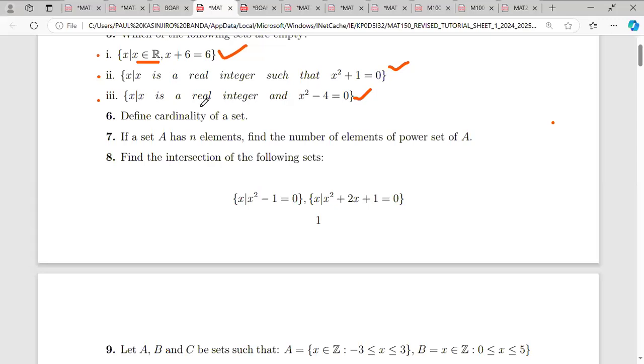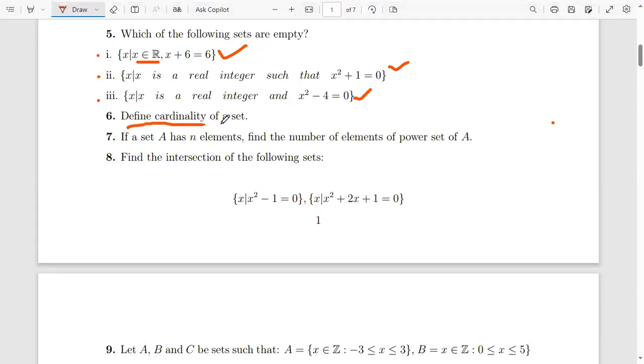And then let's look at the other questions. I think it's number 6. Here they're saying define the cardinality of a set. I'm pretty sure you know this, but it's just the term that is new. The cardinality is just the number of elements in the set. We used to write a small letter n, then A, and then maybe 5. So the cardinality is just the number of elements in a set.